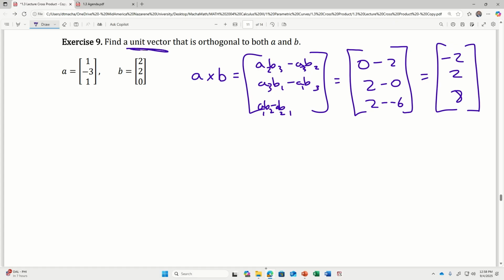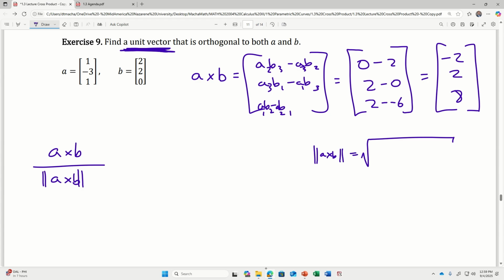And then the other thing here in this problem, it says I need a unit vector. So not just A cross B, but I need this to have a norm of 1, and I can do this if I divide by the norm of that vector. And so the norm of A cross B is going to be the square root of negative 2 squared plus 2 squared plus 8 squared. That's 4 plus 4 plus 64, that's 72. That's the square root of 72.